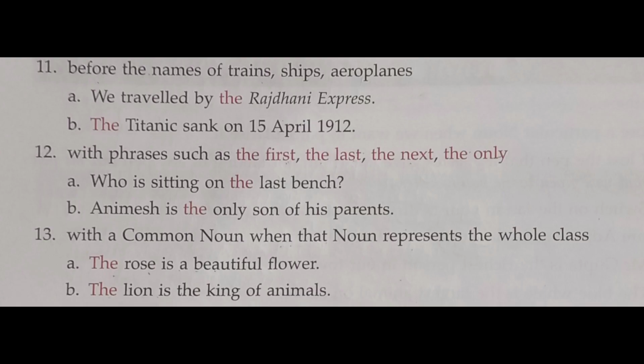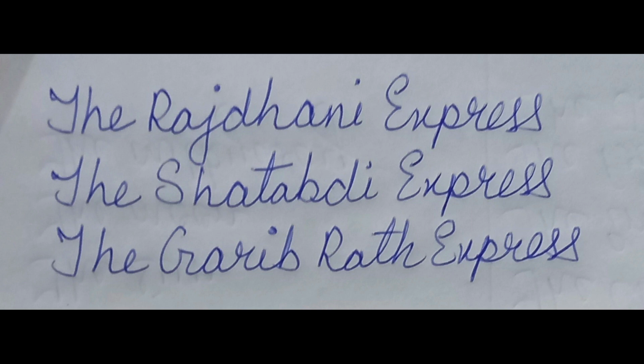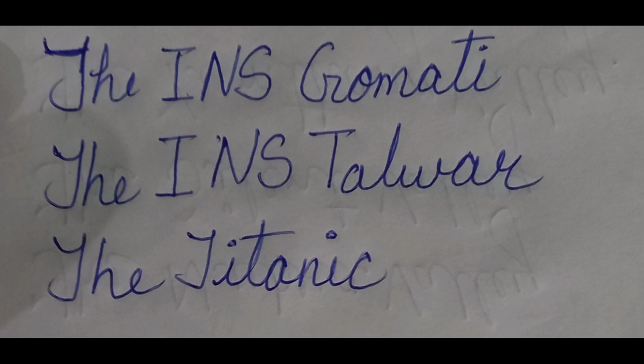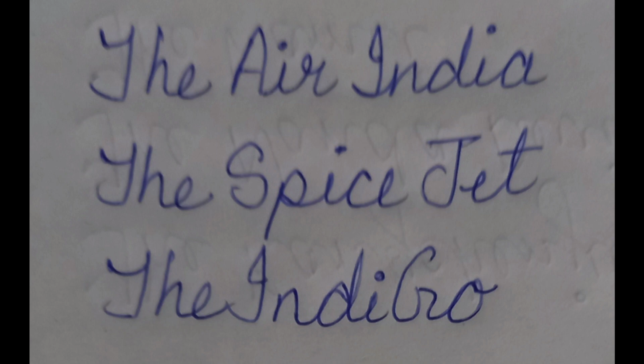Number 11. Article the is used before the names of trains, ships, and aeroplanes. Names of trains we can call as, for example, the Rajdhani Express, the Shatabdi Express, the Garib Rath Express, etc. The names of ships we can call as, for example, the INS Gomti, the INS Talwar, the Titanic, etc. The names of aeroplanes we can call as, for example, the Air India, the Spice Jet, the Indigo, etc.